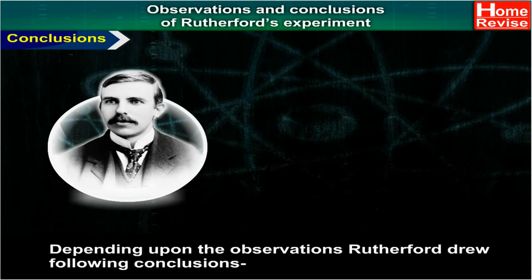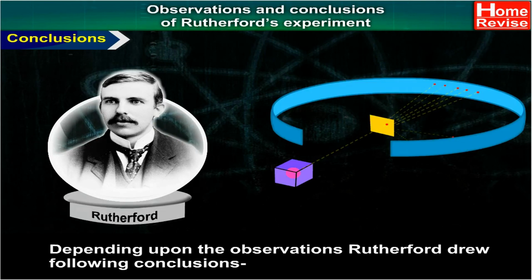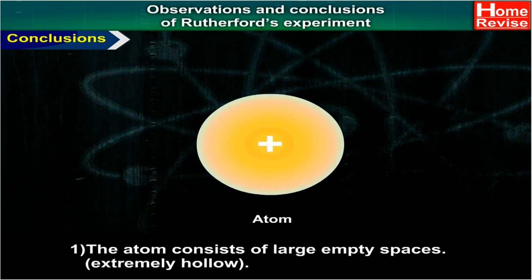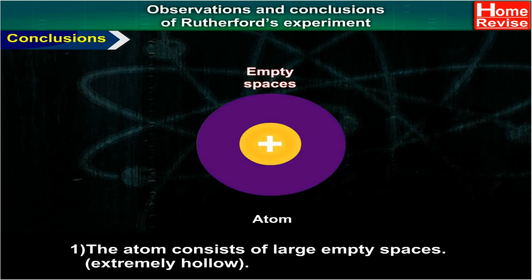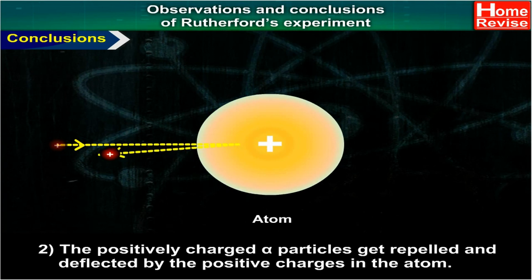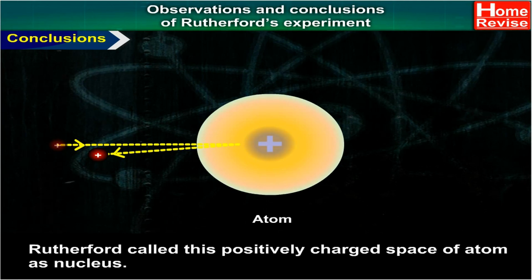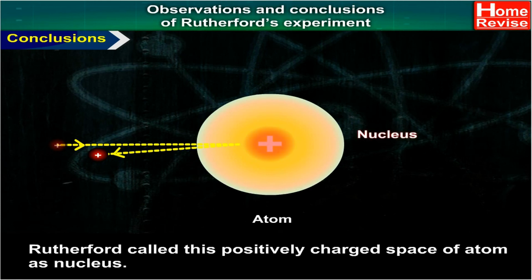Depending upon the observations, Rutherford drew the following conclusions. First, the atom consists of large empty spaces, that is, they are extremely hollow. Second, the positively charged alpha particles get repelled and deflected by the positive charges in the atom. Rutherford called this positively charged space of an atom the nucleus.